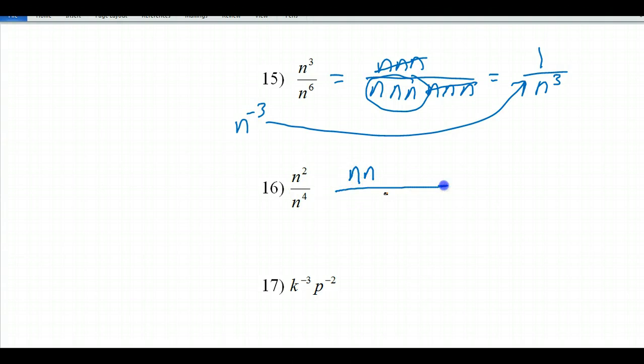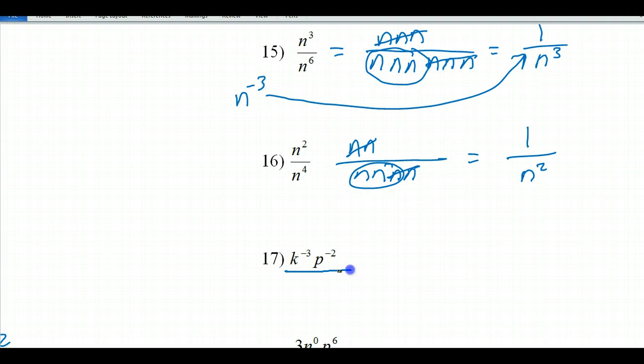Really, this is n times n over n times n times n times n. These 2 n's cancel out these 2 n's. That leaves n squared, but that n squared is on the bottom, so it's 1 over n squared. Here's my invisible fraction line.